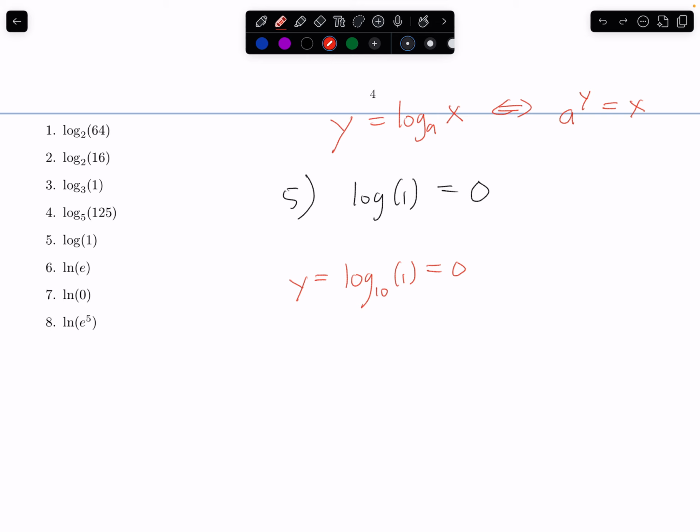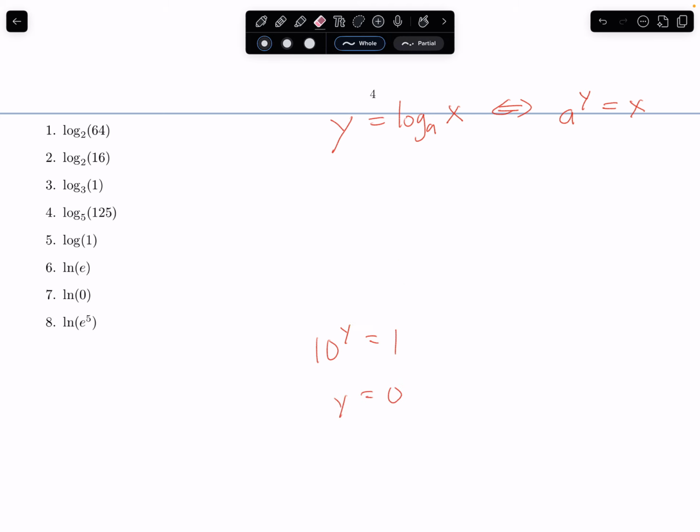But if you wanted to show work, you could say y equals log base 10 of 1. Because that's what this is. Log base 10 of 1, sorry, is equal to 0. Because that's what this is, right? This is the common log. If it doesn't say explicitly, we're assuming the base is 10. So that means 10 to the y is equal to 1. And y, again, is equal to 0, but we already knew that. Okay, 6, 7, 8, 3 more.